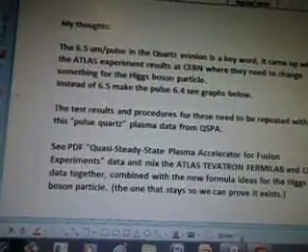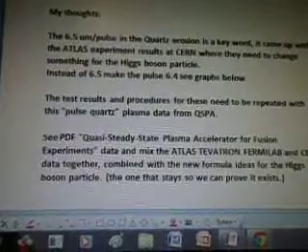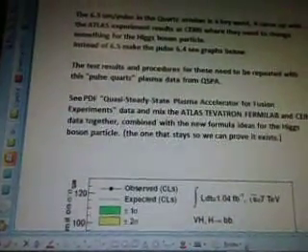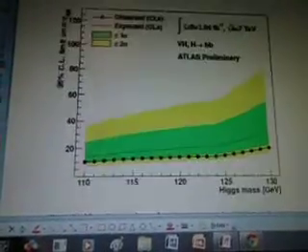Instead of 6.5, make the pulse 6.4, see the graphs below. The test results and procedures for these need to be repeated with this pulse quartz plasma data from QSPA. See the PDF Quasi-Steady-State Plasma Accelerator for Fusion Experiments, Data and Mix, the ATLAS Tevatron Fermilab and CERN data together, combined with the new formula ideas for the Higgs boson particle, the one that says we can prove it exists.